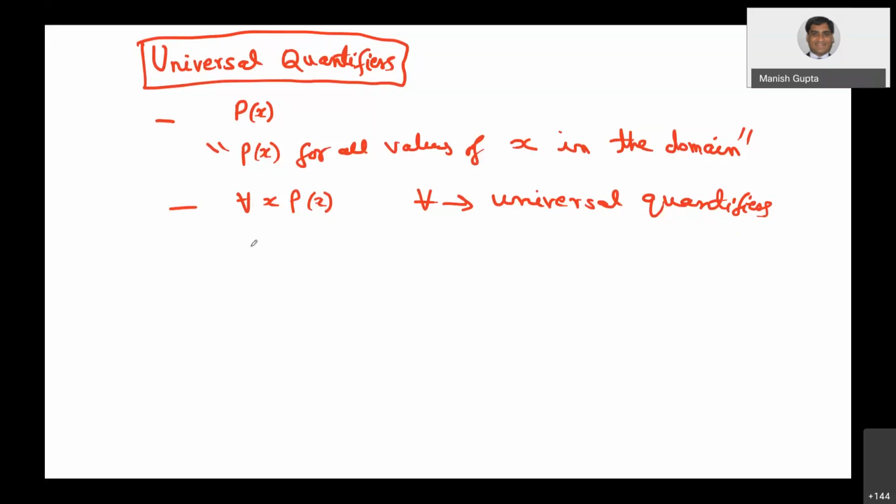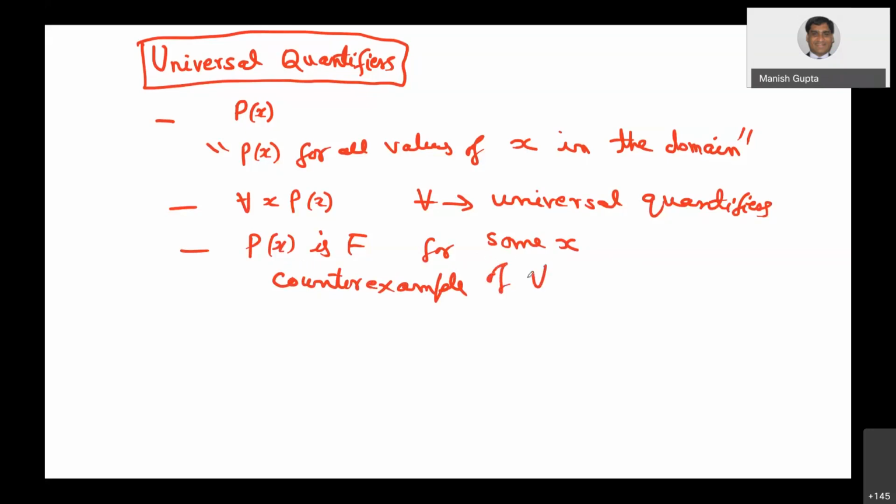And sometimes it may happen that for some value of x, or maybe a single value of x, Px is false. Okay, so if Px is false for some x, we say that x is known as a counter example. So it may be true for all except for a few, so that is a counter example of for every x, Px.